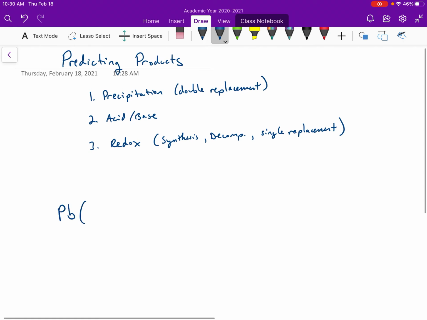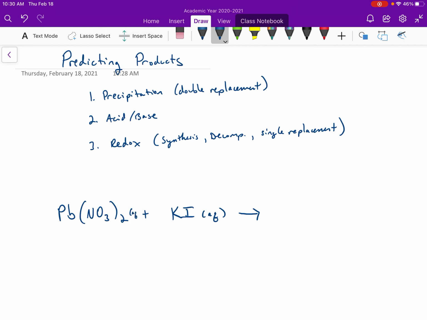The first example I want to give you is this: lead nitrate, or lead(II) nitrate, I should say, and potassium iodide. And this is all you're given, and you're asked, what are we going to get? Sorry, this is aqueous as well, but you can look that up with your chart. The question is, what are we going to get?